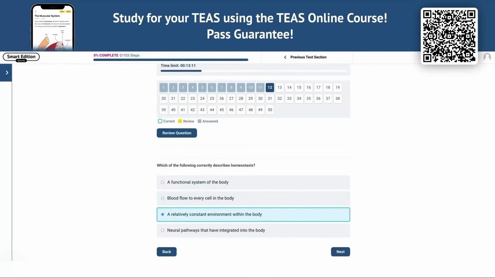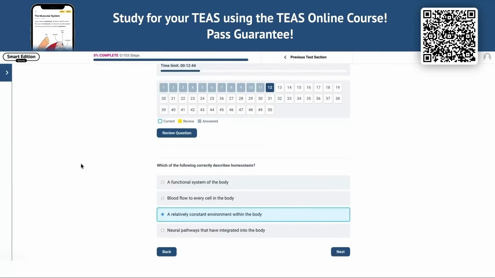So homeostasis refers to the body's ability to maintain a stable internal environment despite changes in the external environment. So this can include things like keeping the body temperature regulated, blood pressure, and pH levels within a narrow and optimal range for proper functioning. The body uses feedback mechanisms to regulate these processes and ensures that everything stays in balance.